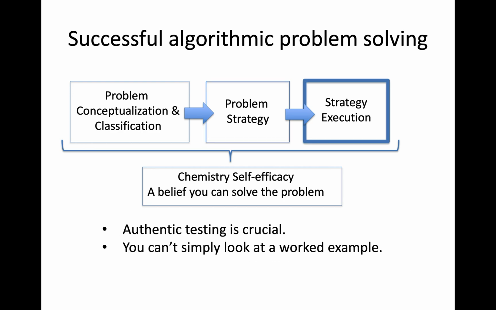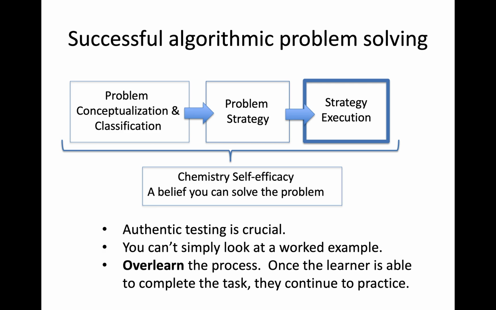When it comes to the execution, authentic testing is crucial. You can't simply look at a worked example, nod your head, and say, yep, that's what I would have done. Being able to execute it and take it all the way through from start to finish, that's a very important skill, and it's a process that we would want to overlearn. Overlearn is a phrase from cognitive science.